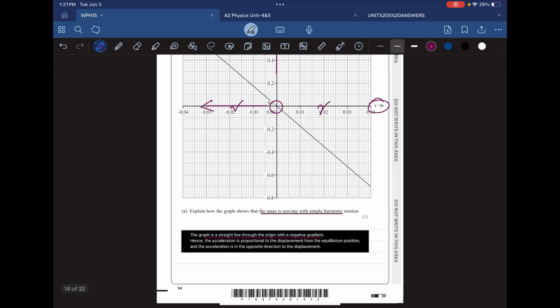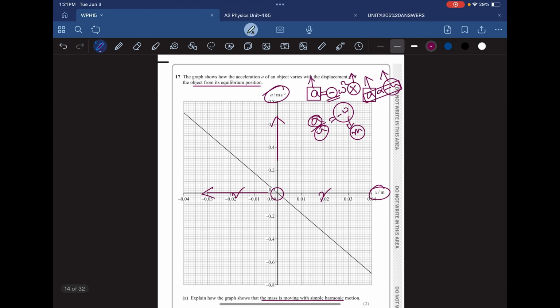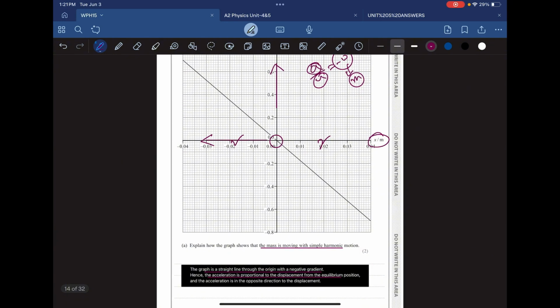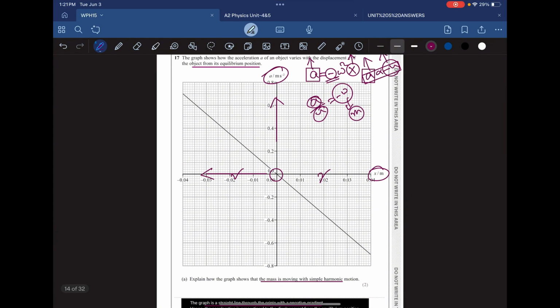It says, hence the acceleration is proportional to the displacement from the equilibrium position. Yes, both of them are proportional, because a is directly proportional to minus x. And the acceleration is in the opposite direction to the displacement. Yes, when the acceleration is positive, the displacement is negative. When the acceleration is going along the positive y-axis, then the displacement is going along the negative x-axis.